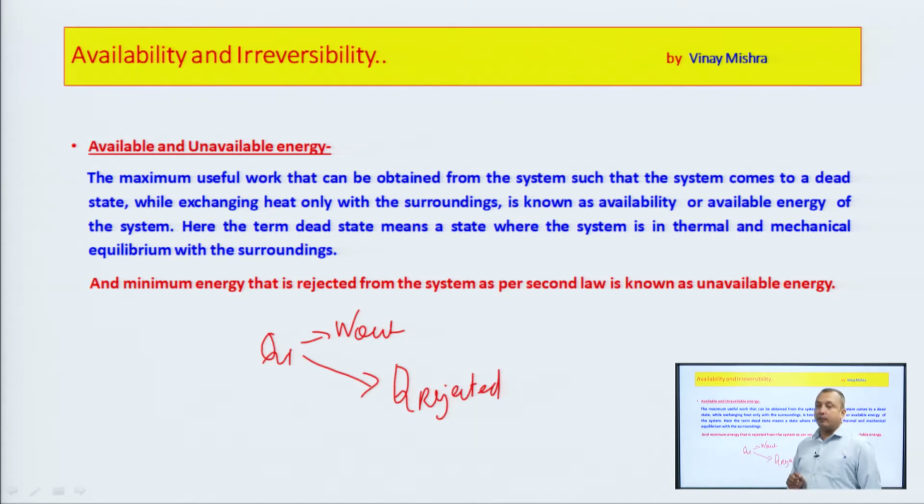If the work output is maximum, we can say that the rest of the heat, the rest of the energy, is minimum, because it is divided into two parts. So if this one is maximum, the other must be minimum in nature. This maximum part is said to be the available part of energy, and the other part of energy is said to be the unavailable part.